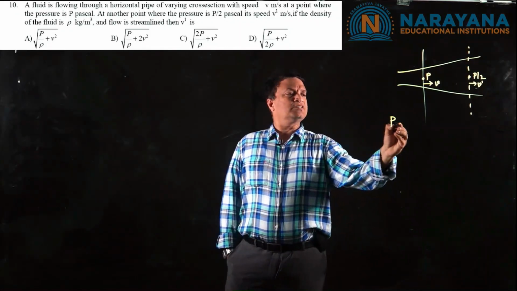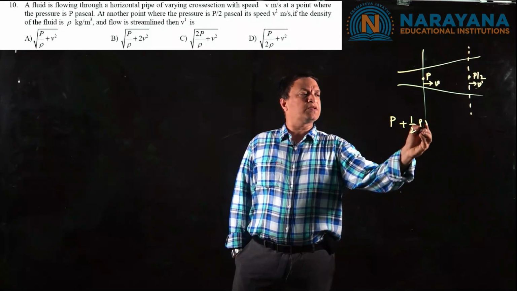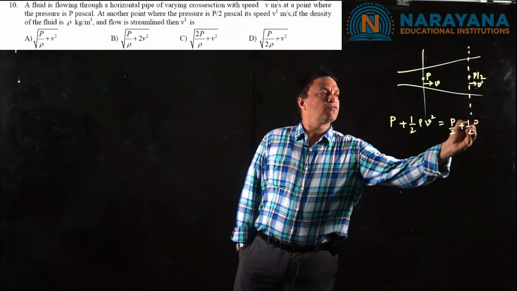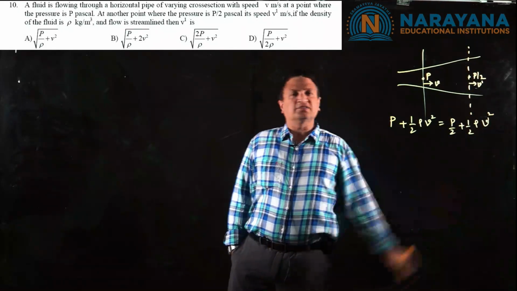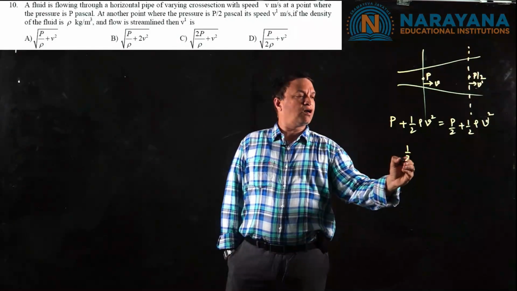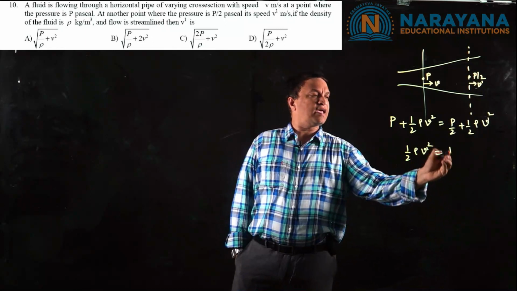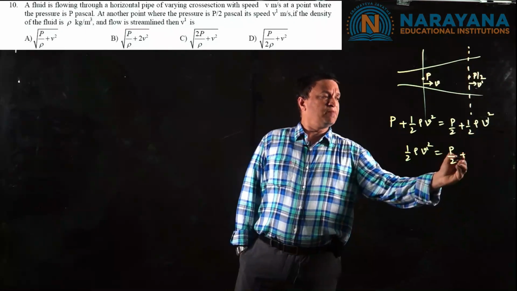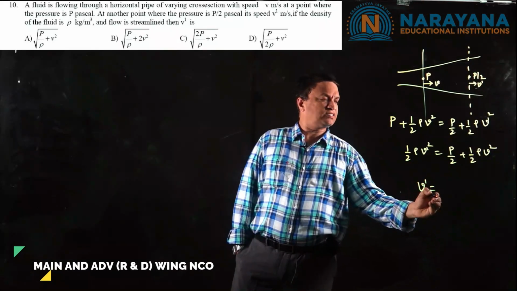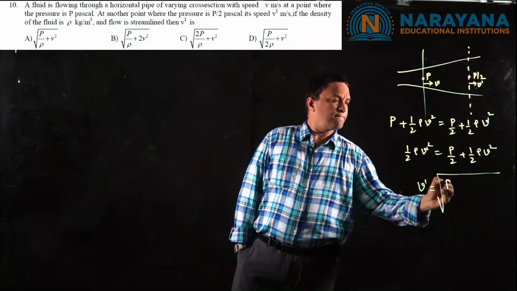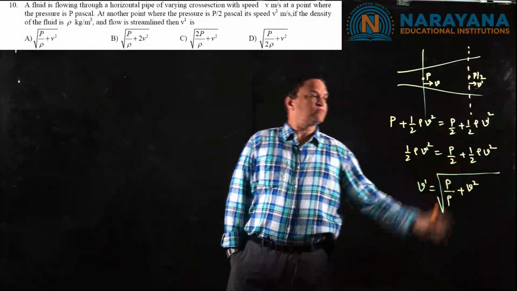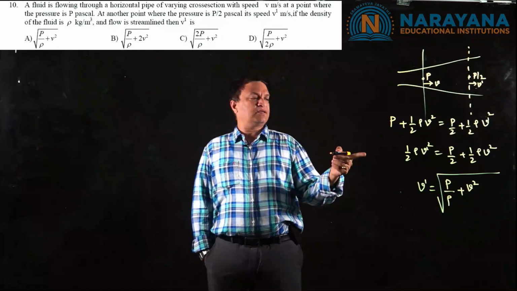By using Bernoulli's equation in this form, P plus half rho V square is P by 2 plus half rho V dash square. By properly solving this, you will get half rho V dash square as P by 2 plus half rho V square. Finally, V dash can be taken as the square root of P by rho plus V square. So my answer is this.